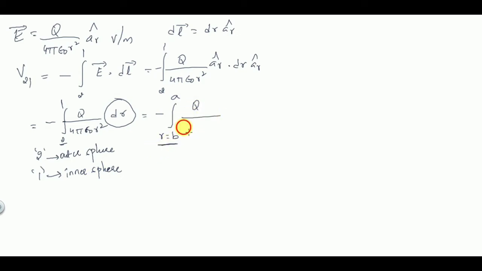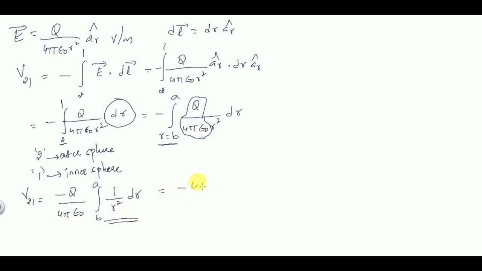Okay, Q by 4 pi epsilon naught R square dr. So except r, all these terms, Q by 4 pi epsilon naught, are constants. You can write them outside the integration. So V21 is equal to minus Q by 4 pi epsilon naught, integral b to a 1 by r square dr. So integration of 1 by r square is minus 1 by r, so minus Q by 4 pi epsilon naught into minus 1 by r, limits are from b to a.